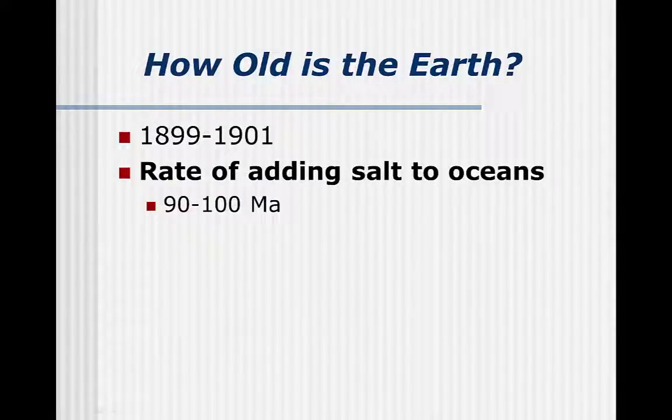Around 1900, several studies looked at the amount of salt being added to the oceans by rivers and calculated that it would take about 100 million years for the oceans to reach their current level of saltiness. Now, this simply gives a minimum age for the Earth because not only is salt being washed into the oceans, but salt is also removed when oceans precipitate salt in the form of the mineral halite.